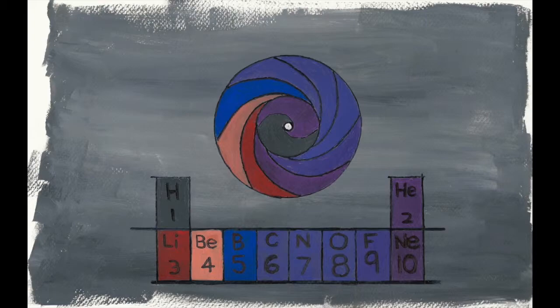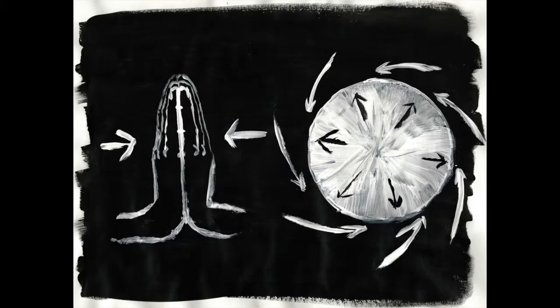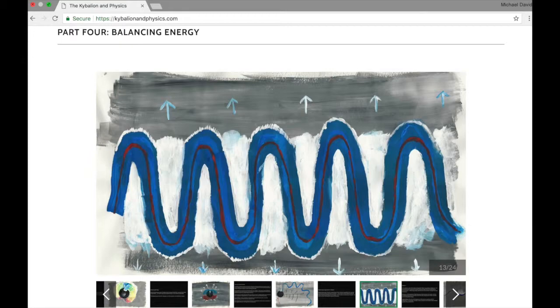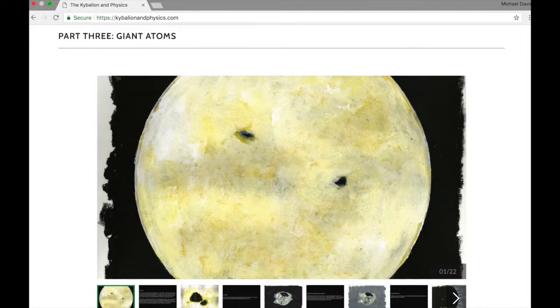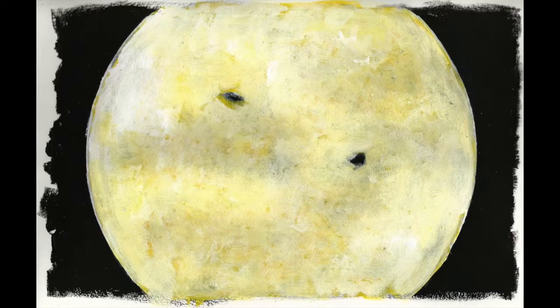I argue they do cause mass or matter, not electrons. If you want to know what electrons are, you have to look at that website again and go to part 4, balancing energy, and it explains it pretty well there. But we're going to go ahead and jump over to part 3, giant atoms. I've been very excited to make this video because I just think it's freaking cool. So let's start with the sun.